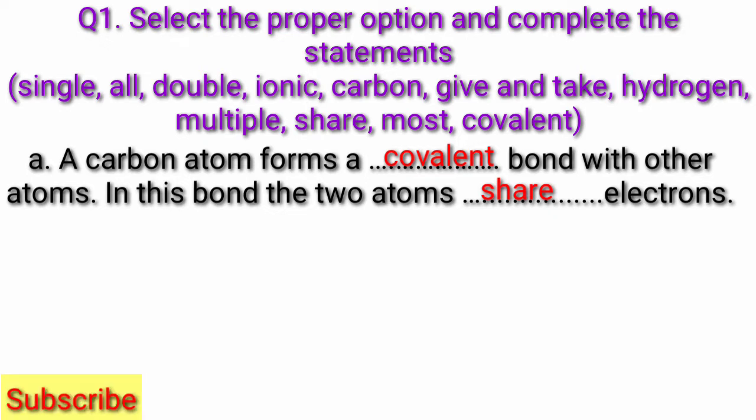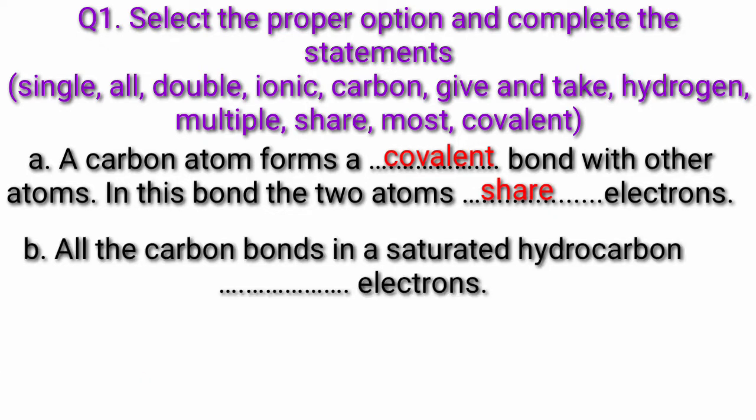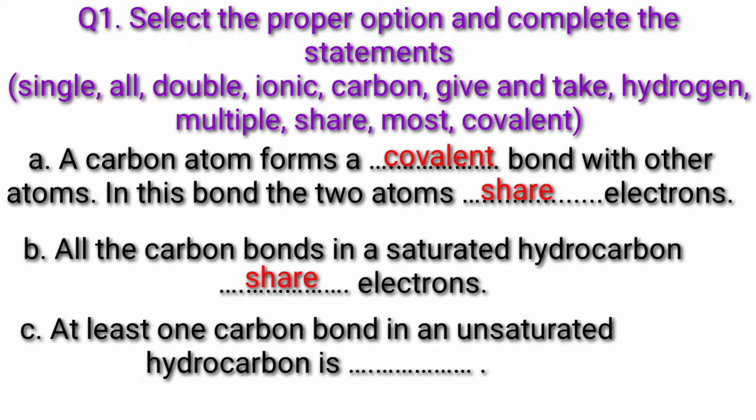Question B. All the carbon bonds in a saturated hydrocarbon fill in the blank electrons. Answer. All the carbon bonds in a saturated hydrocarbon share electrons. Question C. At least one carbon bond in an unsaturated hydrocarbon is fill in the blank. Answer. At least one carbon bond in an unsaturated hydrocarbon is multiple.